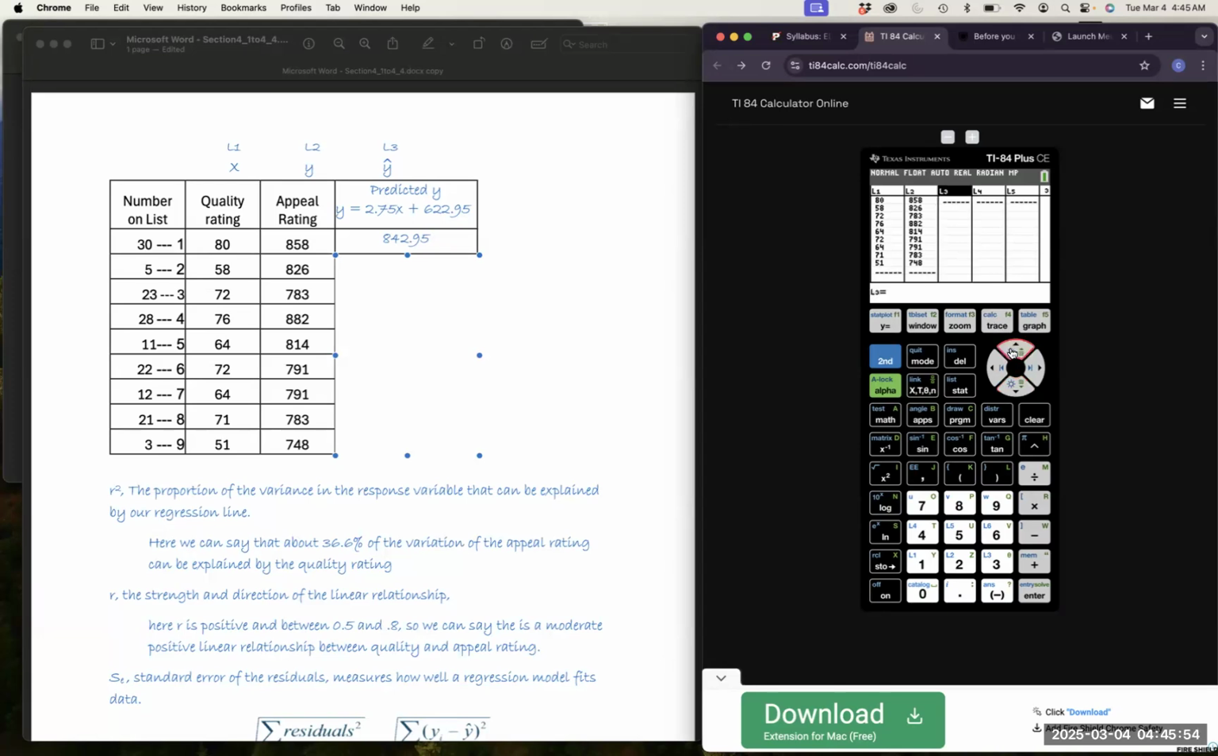So I want to enter the formula that I have over here. And for my X, instead of putting the value X, I'm going to tell the calculator what to use for the X. And the values that I'm going to use for X are going to be L1. So on my L3, I have that it's going to be 2.75 X. And for my X inputs, I'm going to press second L1, because those are going to be my inputs, plus 622.95.